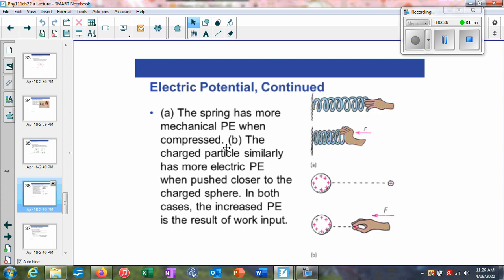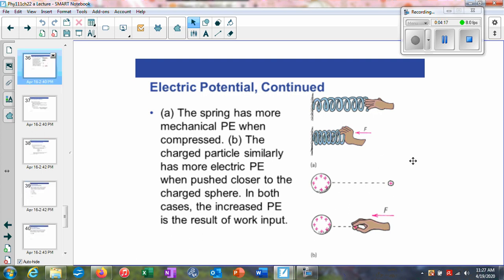All right, you can also think of it like this. This spring in this illustration has more potential energy when I push it closed, when it's compressed. The charged particle has more electric potential energy when pushed closer to the charged sphere. In this case, the charged sphere is positively charged, and my little thing that I'm looking at is a little positive charge. So I would have to do work, just like pushing the spring, to bring those two close together. I would have to work against the field.